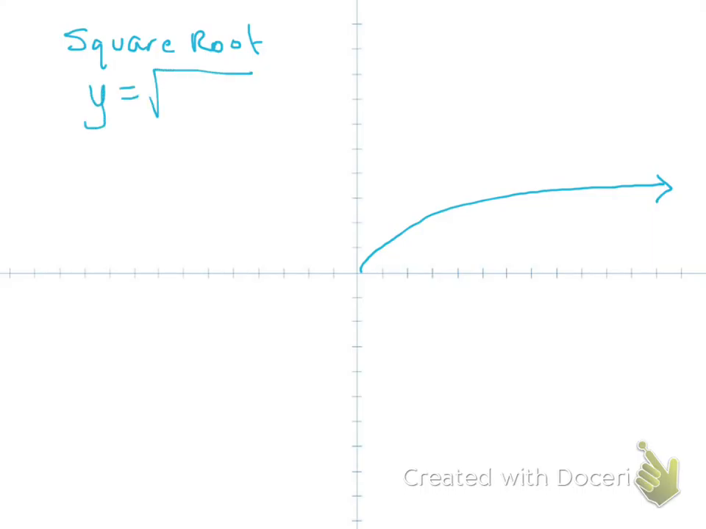Let's see. The last one is the square root function. Square root function, we'll start at 0, 0. And we'll go like that. And just by its name, you should realize that it's going to have a square root in there, so it could be like x plus 6, but it has to have that square root in there, and that's what makes a square root function.